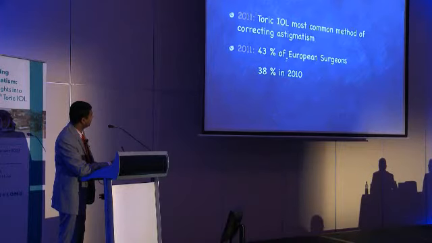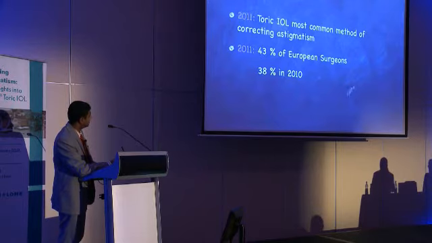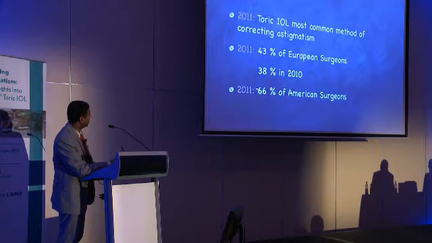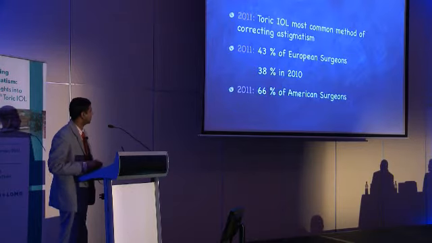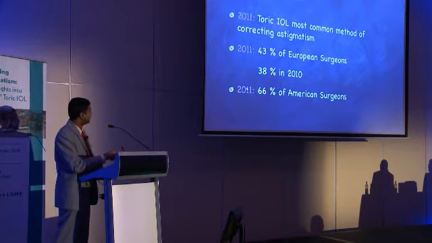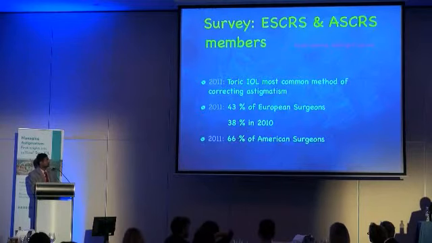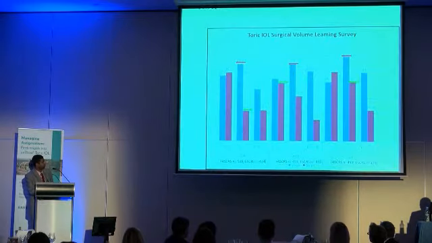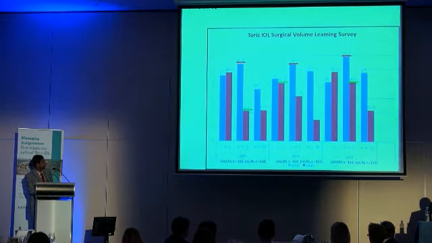If you look at the data from European surgeons between 2010 and 2011, the percentage of people using toric intraocular lenses, monofocal toric intraocular lenses, is on the rise. And always the percentage is higher on the other side of the Atlantic. A 2011 survey of ASCRS surgeons showed 66% of American surgeons use toric intraocular lenses for correcting corneal astigmatism.